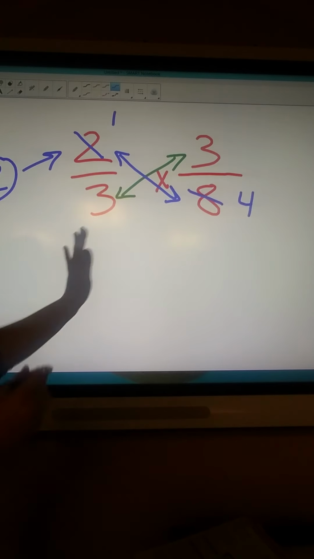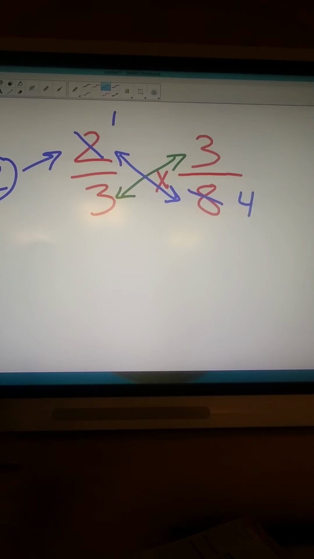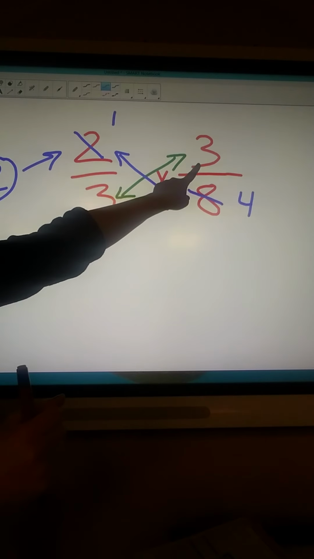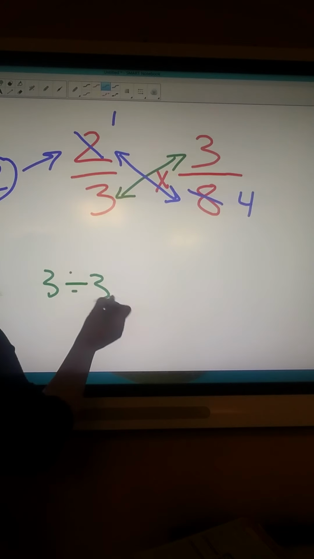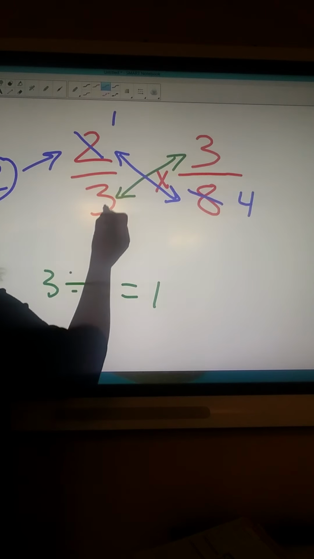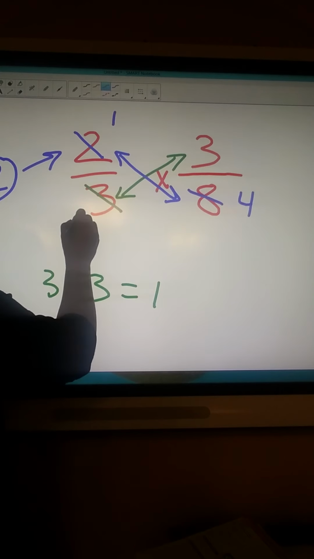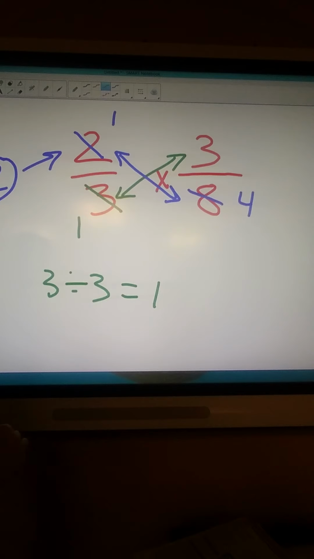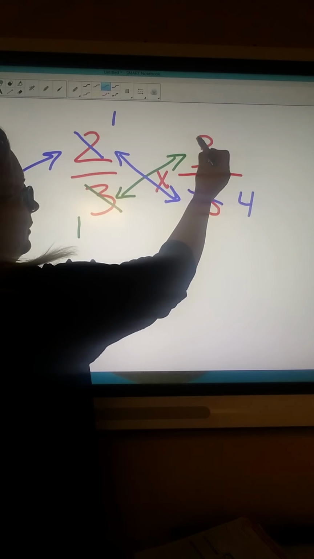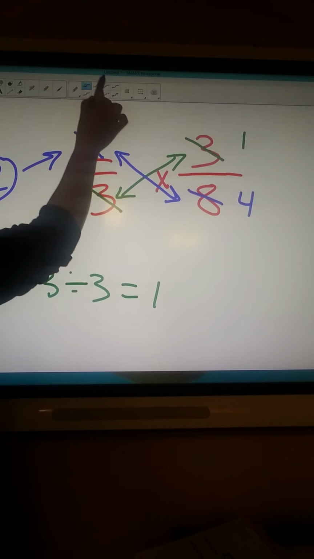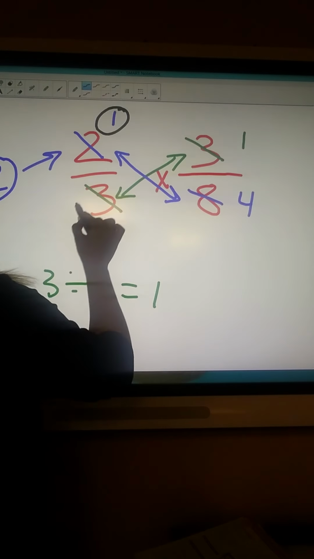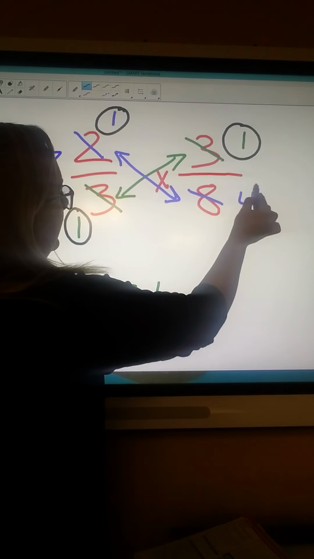Okay? What if I wanted to do this on the green part? 3 and 3. Well, 3 goes into 3 one time, right? 3 goes into this 3 one time, right? If we take 3 divided by 3, that's 1, right? So if I divide 3 by 3, I can cancel that out and just say it's a 1. If I divide this 3 by 3, that is also a 1. So the numbers that I'm left with then, 1, 1, 1, and 4.